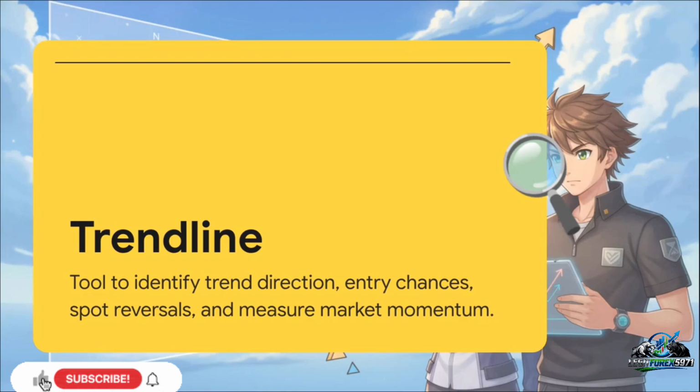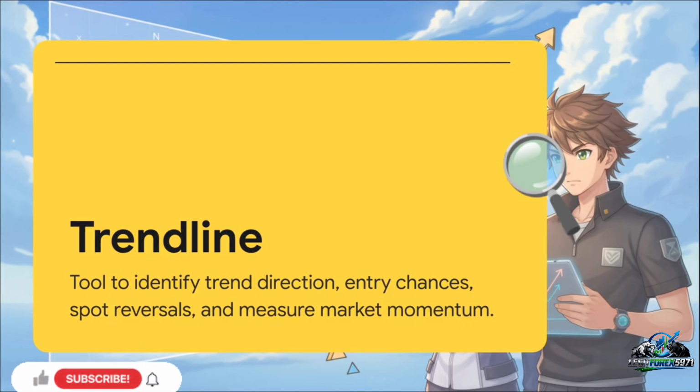So before we even think about clicking that drawing tool on our charts, we really have to understand its fundamental purpose. You see, you can't just draw lines and cross your fingers hoping price reacts to them. You have to understand the actual logic behind it. At its core, a trend line is just a simple technical tool. We use it to identify trend direction, pinpoint precise entry opportunities, spot potential reversals, and measure the overall momentum of the market.